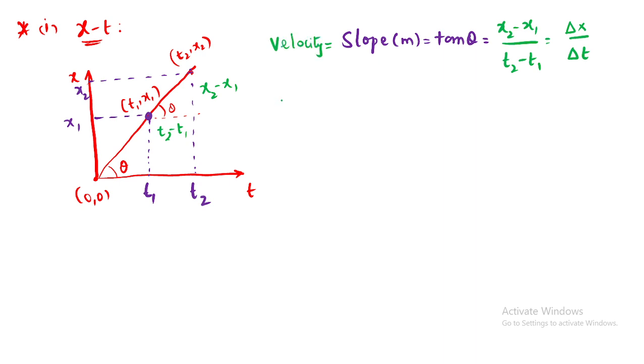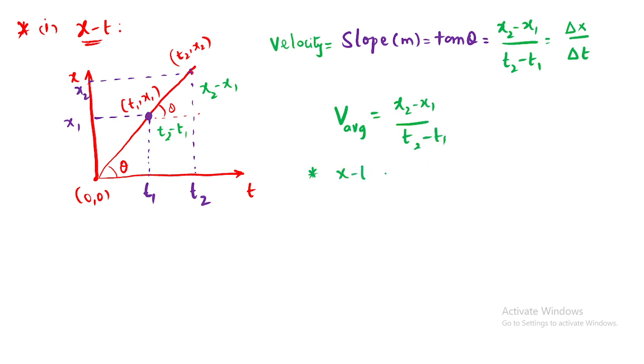Yes or no? Are you getting my point? So this delta x by delta t, the average velocity graph, always gives the average value, which is x2 minus x1 divided by t2 minus t1. Can I write like that? So I can write one more point here.